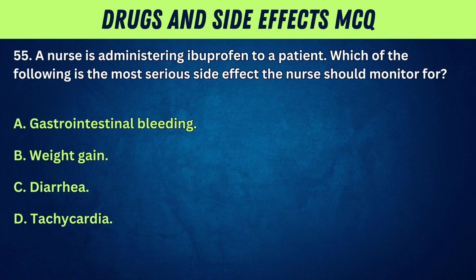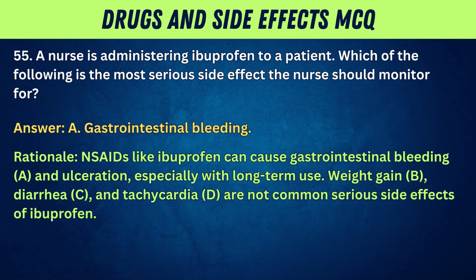55. A nurse is administering ibuprofen to a patient. Which of the following is the most serious side effect the nurse should monitor for? A. Gastrointestinal bleeding. B. Weight gain. C. Diarrhea. D. Tachycardia. Answer: A. Gastrointestinal bleeding. Rationale: NSAIDs like ibuprofen can cause gastrointestinal bleeding and ulceration, especially with long-term use. Weight gain, B, diarrhea, C, and tachycardia, D.